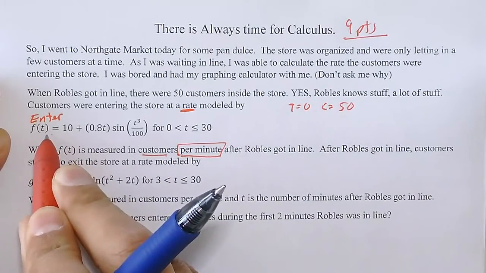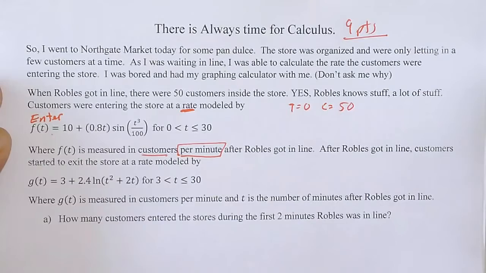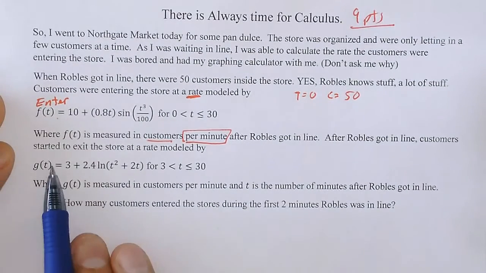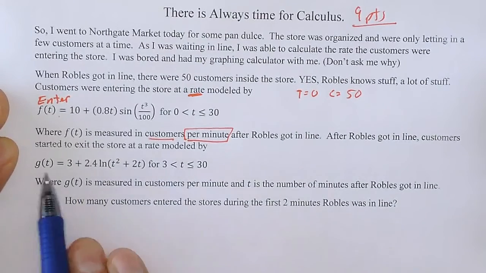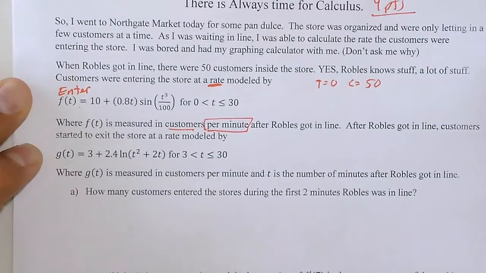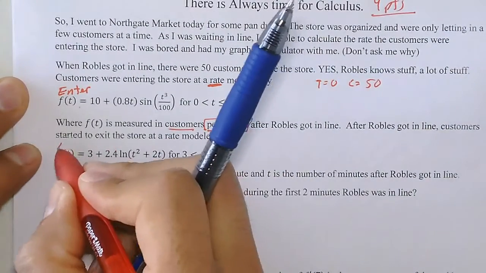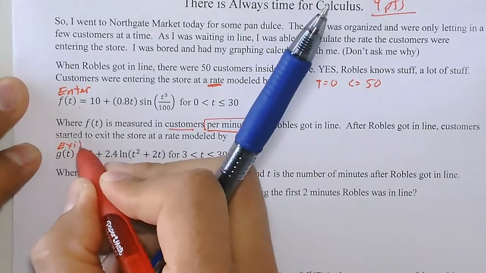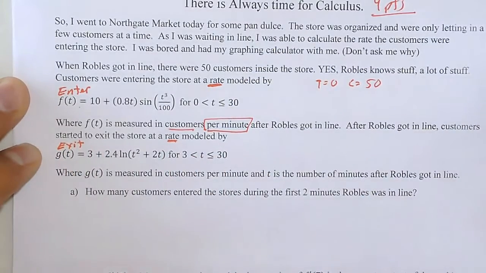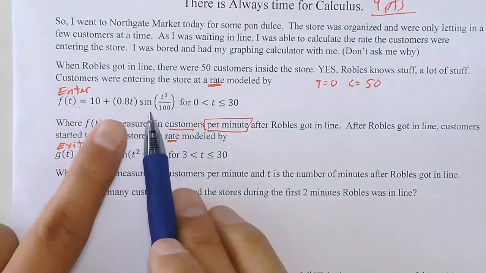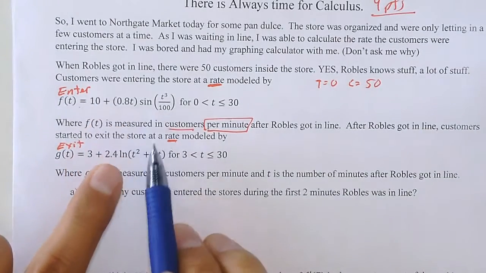There's another equation here. Customers started to exit the store at a rate modeled by that. So this is when people are leaving or exit. And again, it is a rate. So this type of question, we have people coming in and we have people coming out. Two different rates, two different equations.